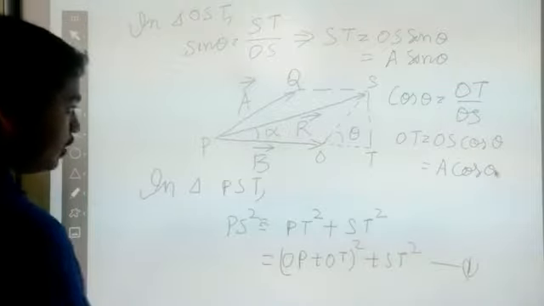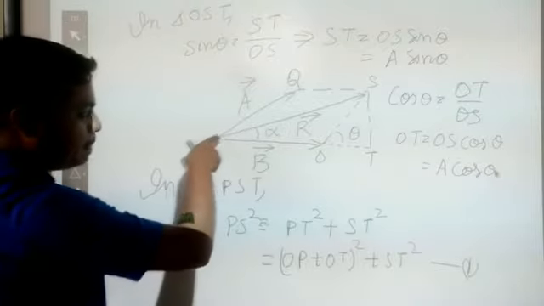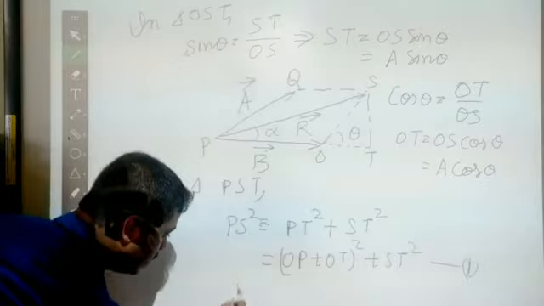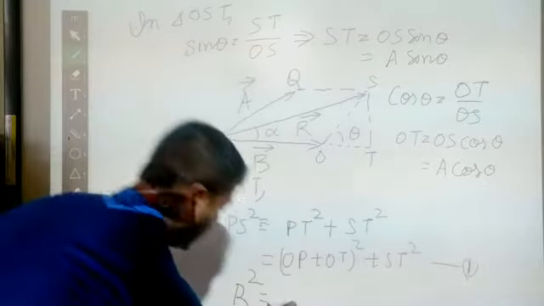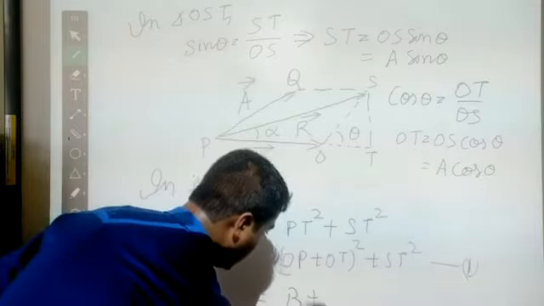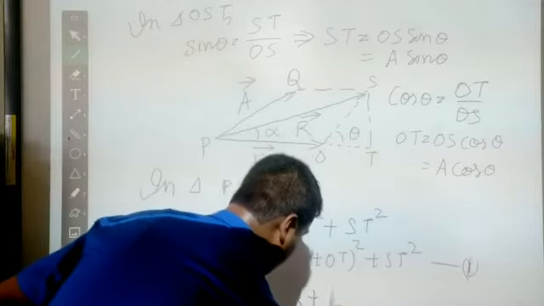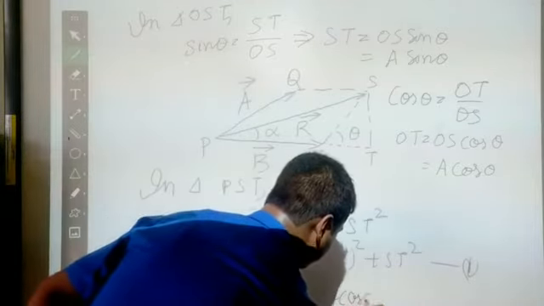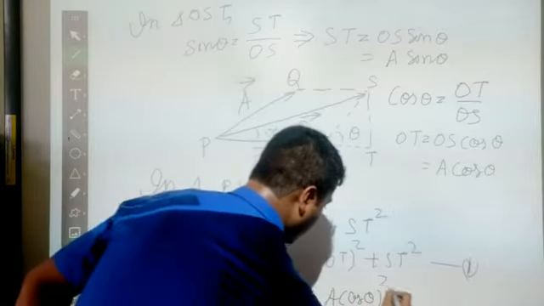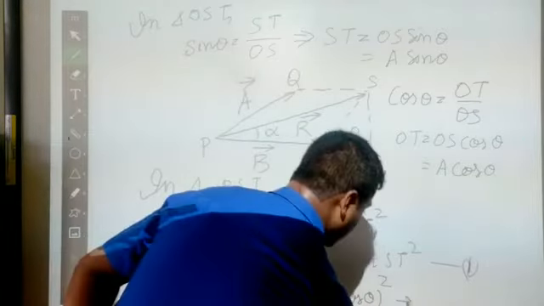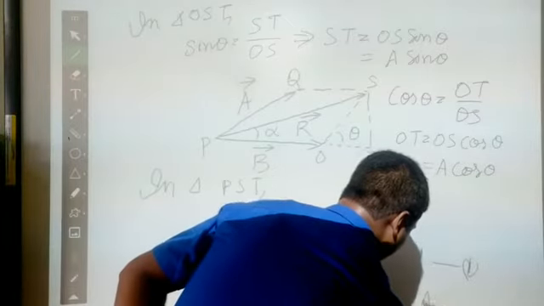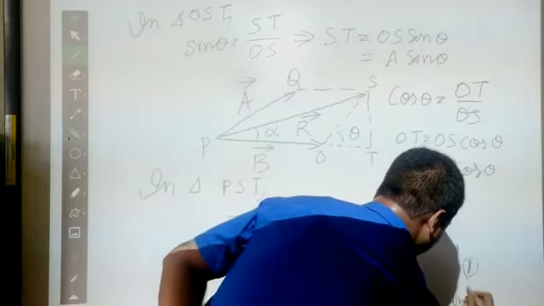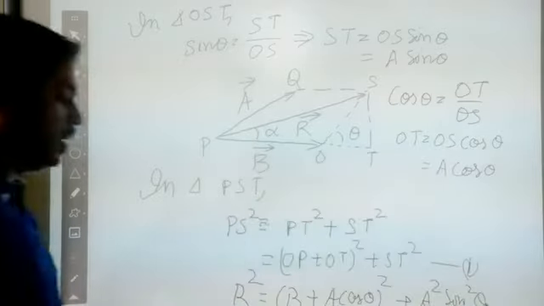So if I put the values, you see the value of PS. P to S is your R. So this will be your R square. OP is nothing but B. So this will be B plus OT, which is A cos theta, A cos theta whole square, plus ST. ST what we have got? We have got A sin theta. So it will be A square sin square theta. So this is the value we have got.